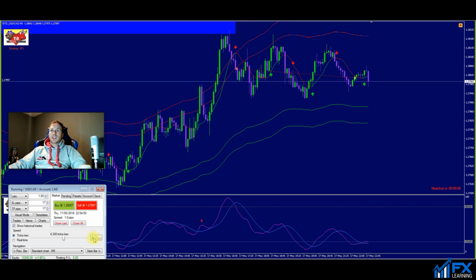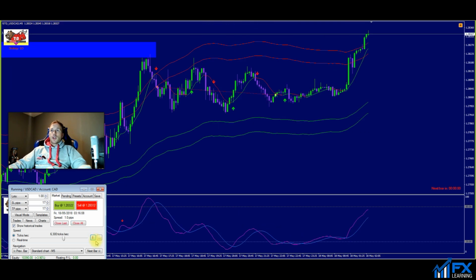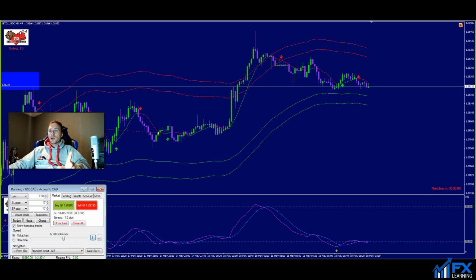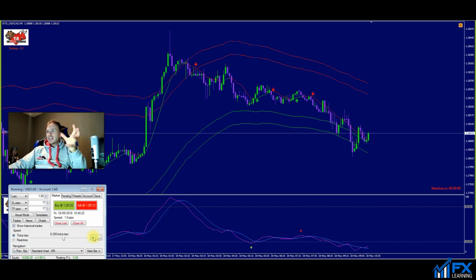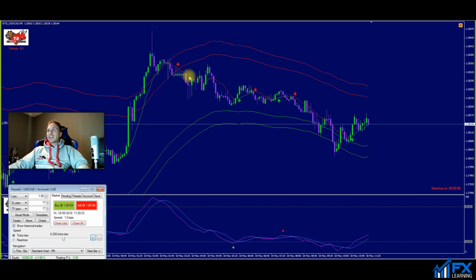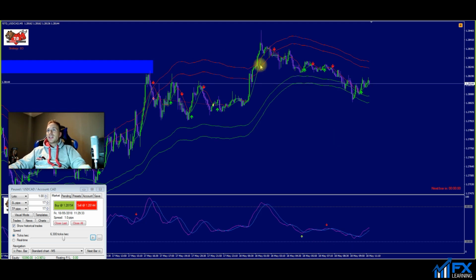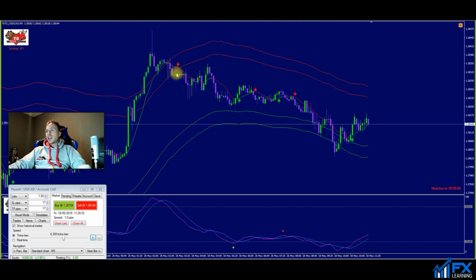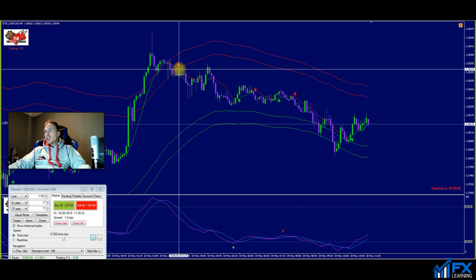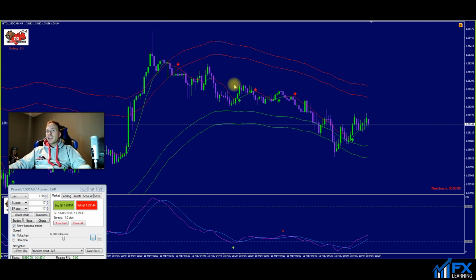I bet this trade wins anyway. No, there we go. There's a prime example. I've just missed another setup there. Look at that setup there. Literally, that would have been a nice little setup. Look how we're outside the zone. We're inside the zone. That's a really good setup there.